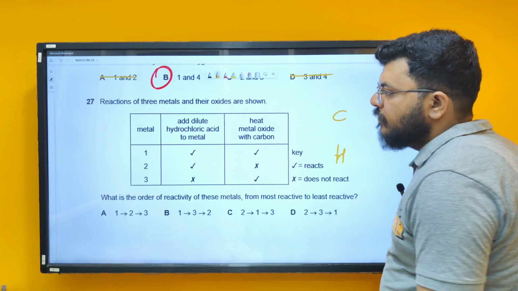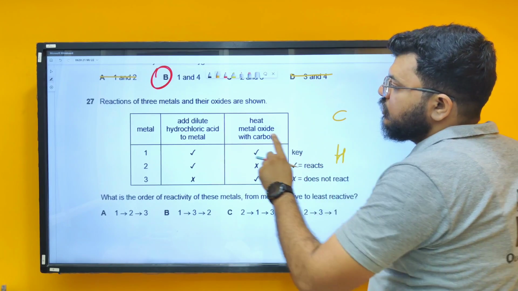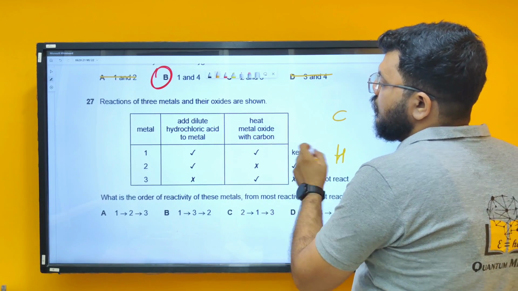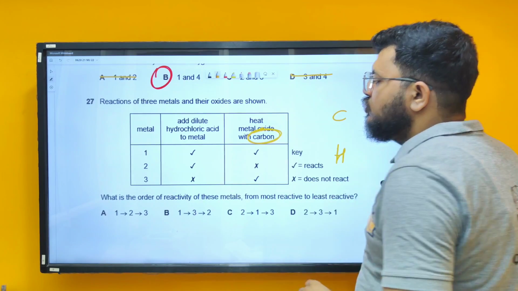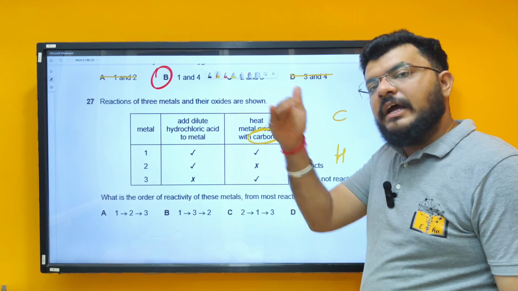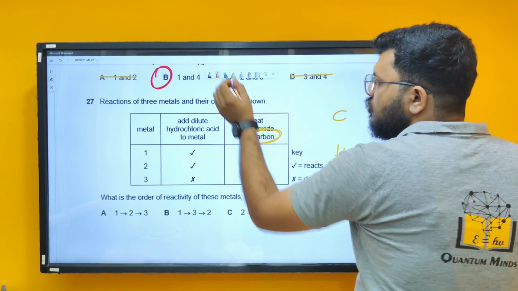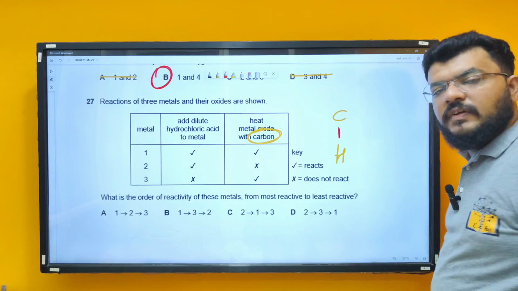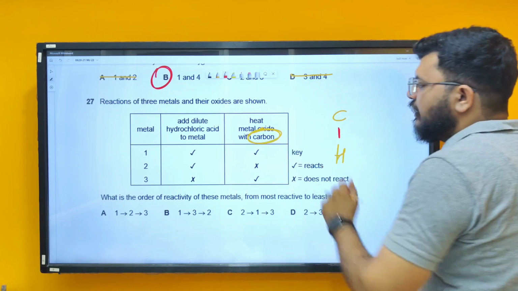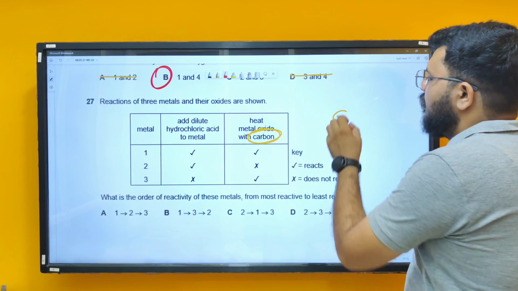reactivity series. Okay, so if it reacts with dilute hydrochloric acid, and it is reacting with carbon, right? So if it reacts with carbon, it is less reactive than carbon. If it reacts with HCl, it is more reactive than hydrogen. So more reactive than hydrogen, less reactive than carbon. So I will place metal 1 here between carbon and hydrogen. It reacts with hydrogen but does not react with carbon. So it is more reactive than hydrogen, but does not react with carbon, so it is more reactive than carbon as well.